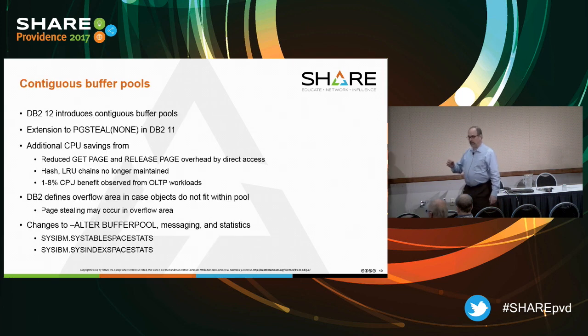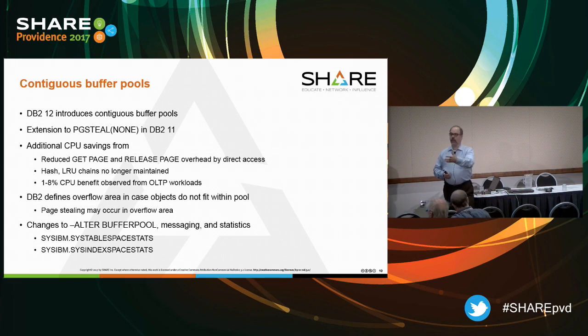In version 12, we're going to extend the idea of page steal none. If you define a buffer pool with page steal none, when you open an object in that buffer pool, DB2 is going to prefetch that object into the buffer pool, and it's going to lay it down contiguously the way it is on disk. So page 0, page 1, page 2, and so on, right next to each other. And what this is going to do is reduce the amount of get page and release page processing DB2 has to do to go from one page to another.